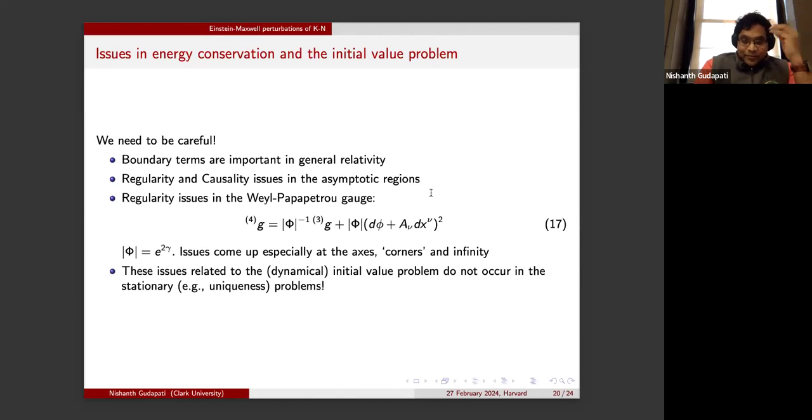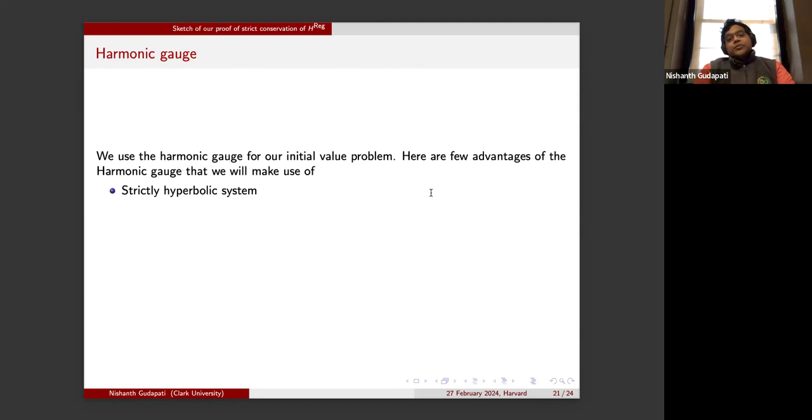And we struggled with that for several years, and luckily we were able to resolve that, and I'll briefly discuss how we did that. So the way we overcome all of these issues is that we pose the initial value problem using the harmonic gauge first, right?